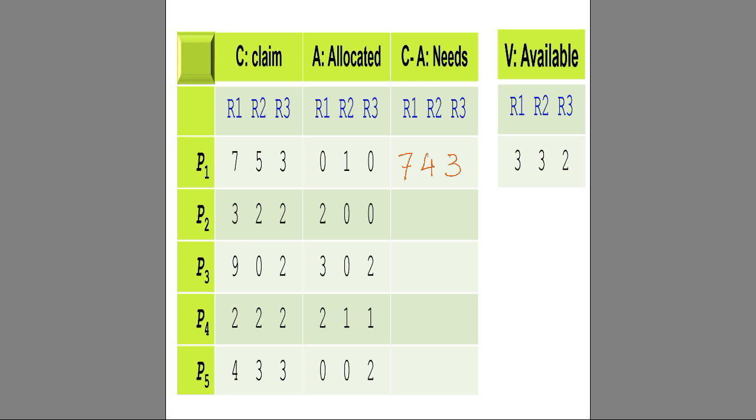And applying the same concept for the remaining processes, P2 can claim up to 3 minus 2, which is 1 from R1, 2 minus 0, which is 2 from R2, and 2 minus 0, which is 2 from R3. Similarly, P3 can need 6 from R1, 0 from R2, and 0 from R3. For P4, it could claim 0 more instances of R1, 1 more instance of R2, and 1 more instance of R3. And finally, P5 can claim up to 4 more instances of R1, 3 more instances of R2, and 1 more instance of R3.